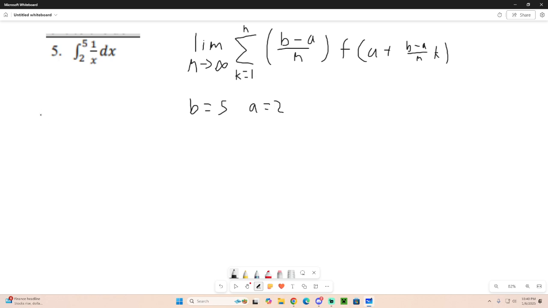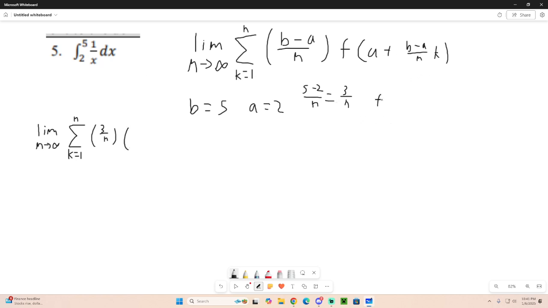So we're going to start off our summation notation with the limit as n approaches infinity of our summation from k equals 1 to n. And now b minus a over n. We know it's 5 minus 2 over n, which is 3 over n. So that means that we have 3 over n times, now we have to find our f of this.